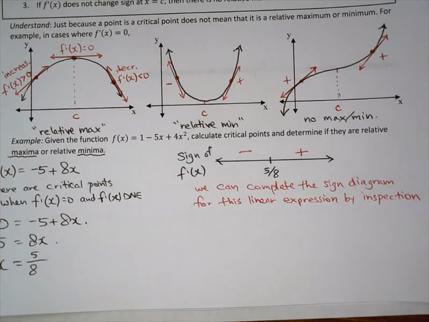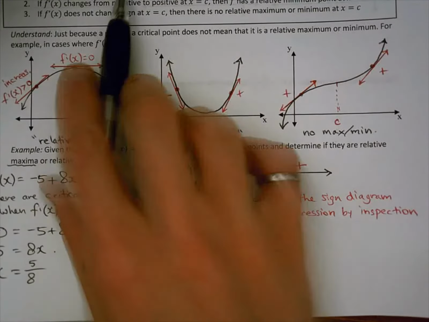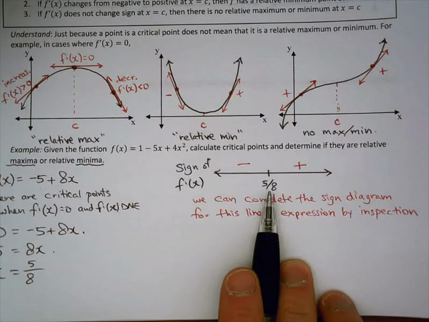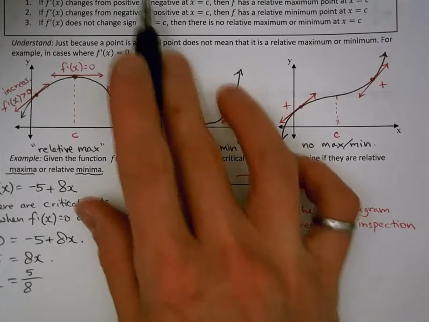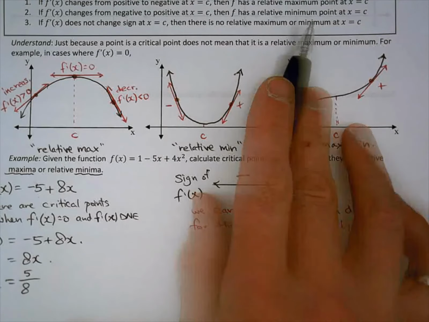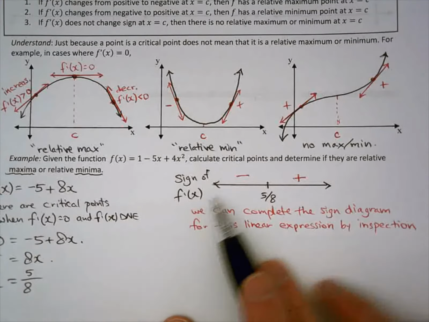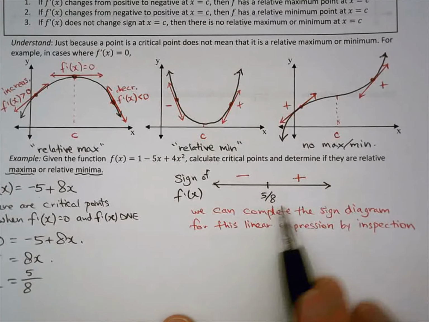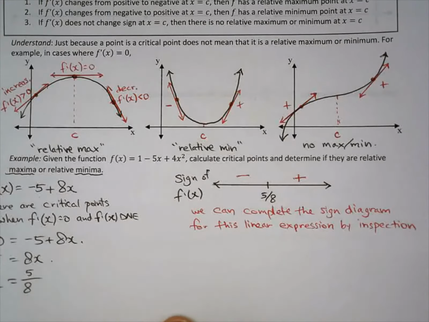Okay, so now remember the first derivative test. You go to your critical numbers. Well, I only have one critical number here. It's 5/8. If you change from negative to positive, then it's a relative min. And if you want to imagine this, you can kind of see that we're going down here, and then plus we're going up. So yes, this is a minimum point.